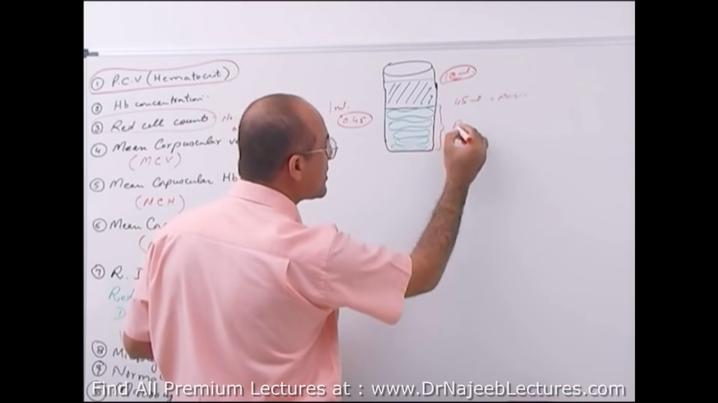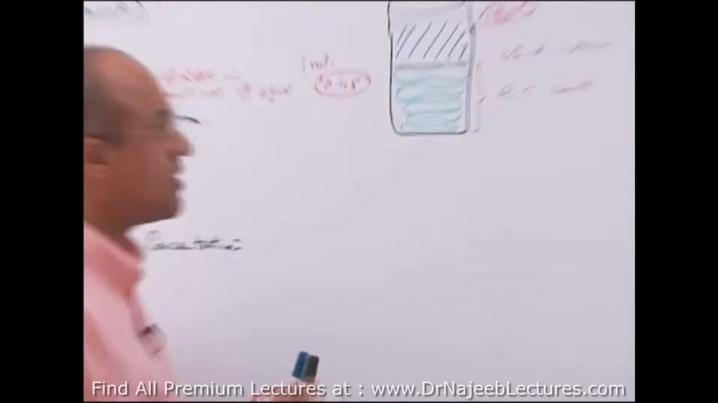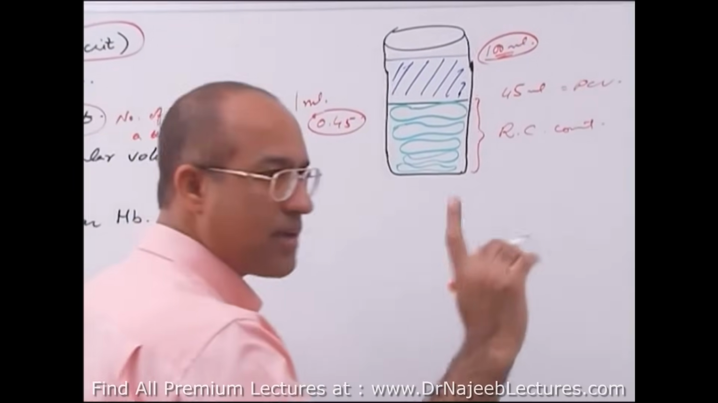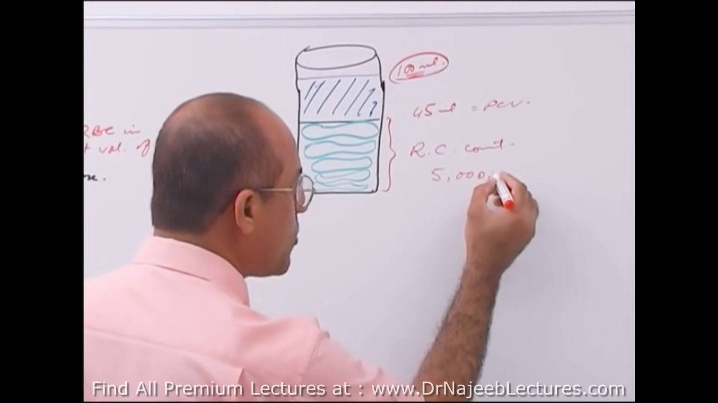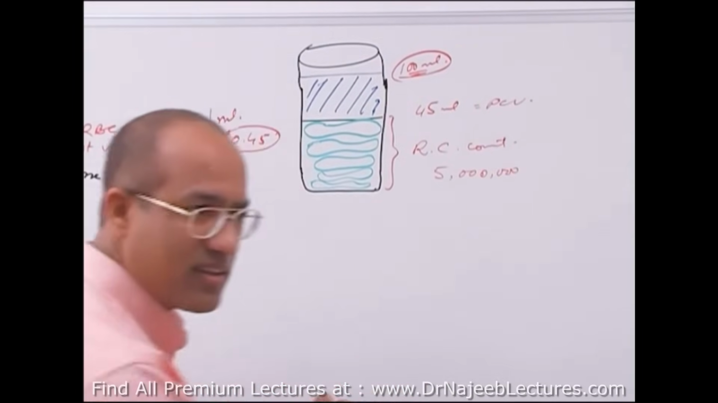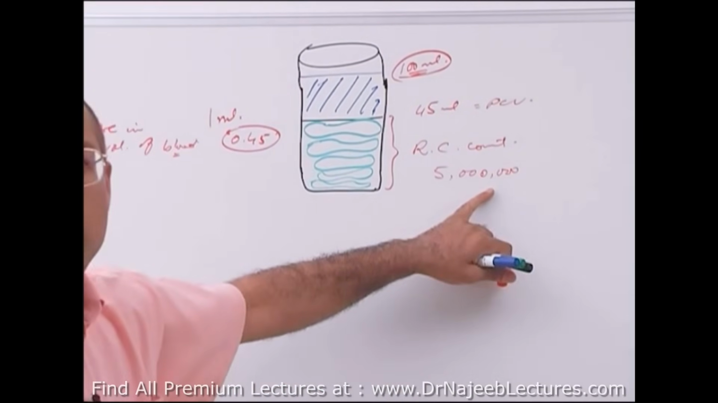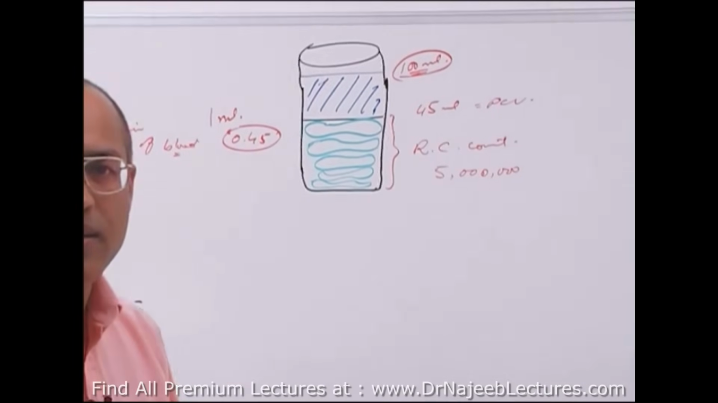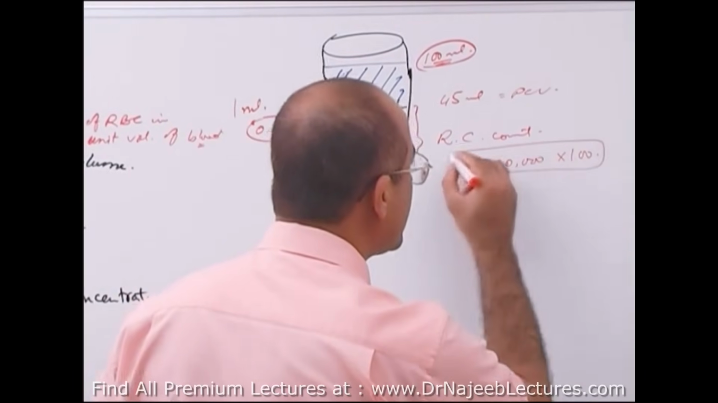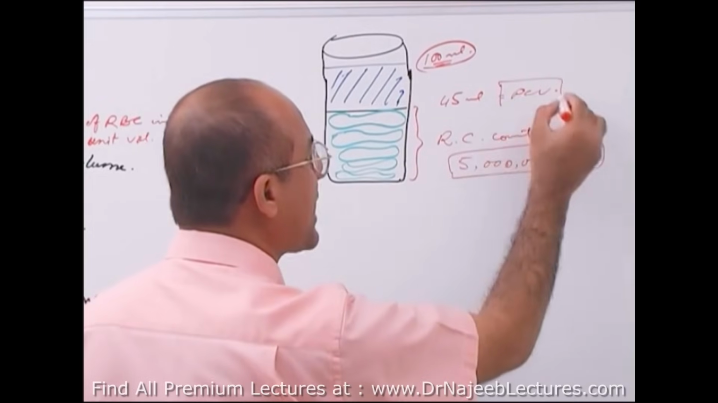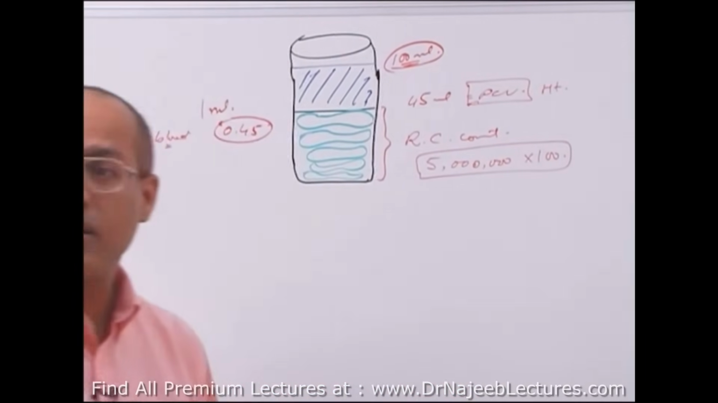And what will be the red cell count? In 1 ml it is 5 million. I'm not good in math. Okay, thank you. So it's 5 million in 1 ml, and in 100 ml it is 100 times that. So now you understand there is a difference between the concept of packed cell volume or hematocrit, and the different concept of red cell count.